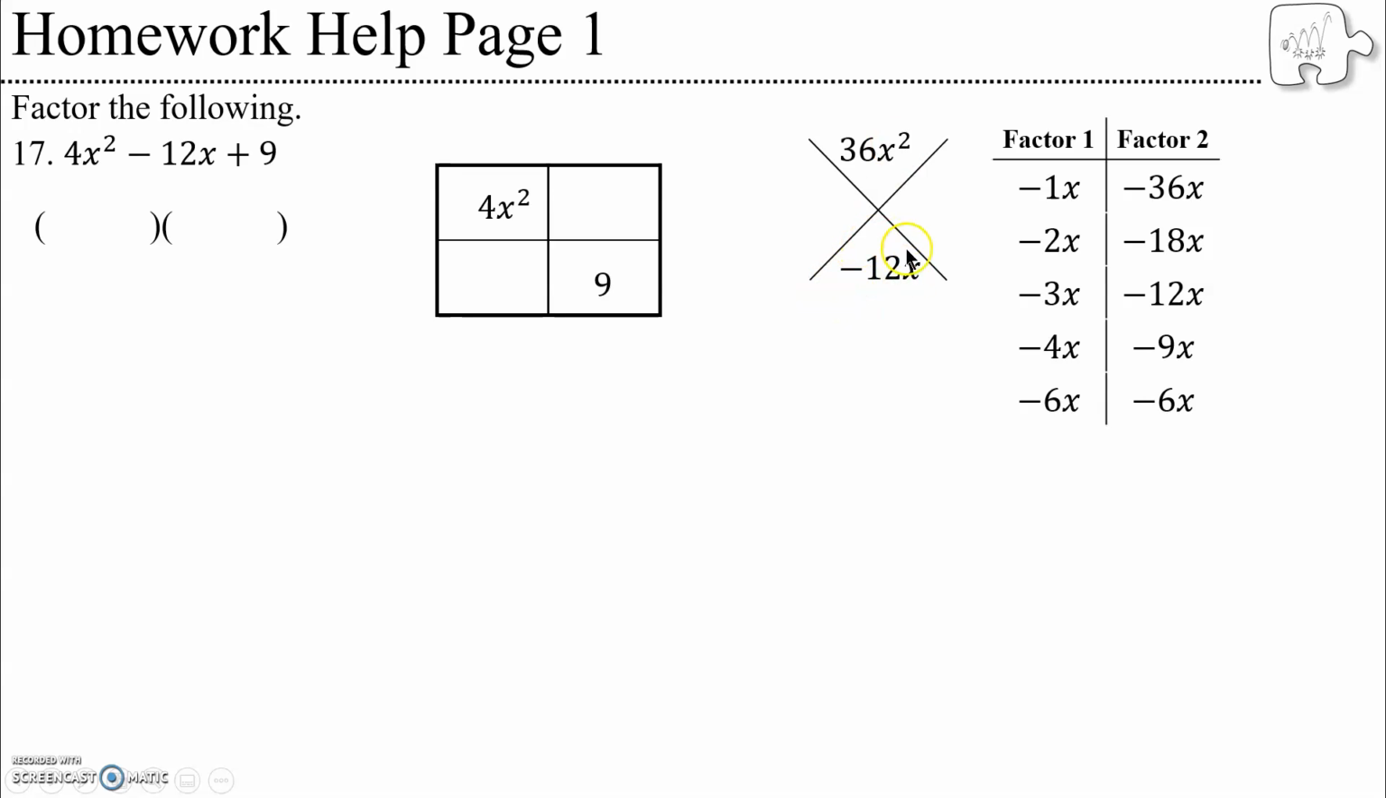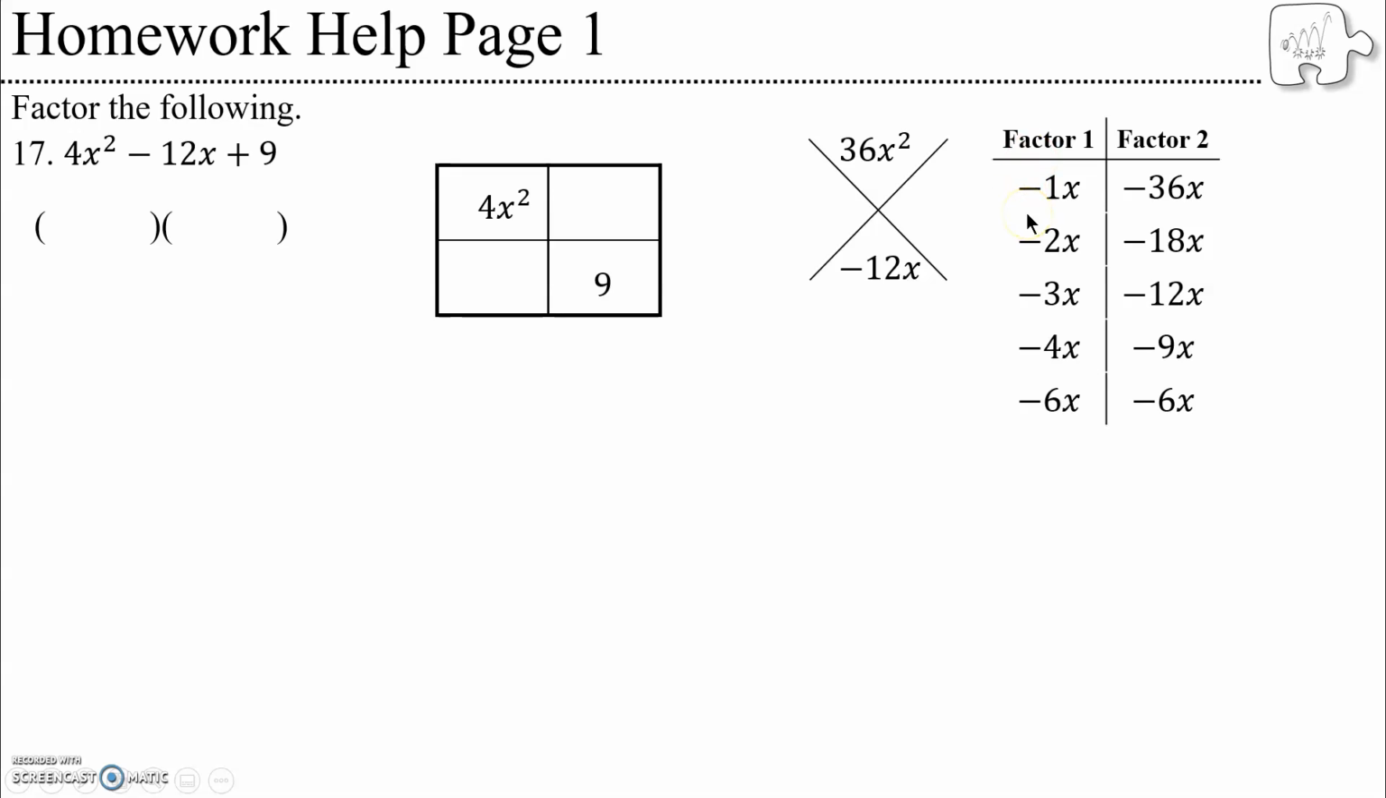Because they have to add to a negative, we're going to make them both negative. They both have to be the same sign to multiply to a positive, but if they were both positive, they'd never add to a negative. So we have to make them both negative. We have 1 and 36, 2 and 18, 3 and 12, 4 and 9, or 6 and 6.